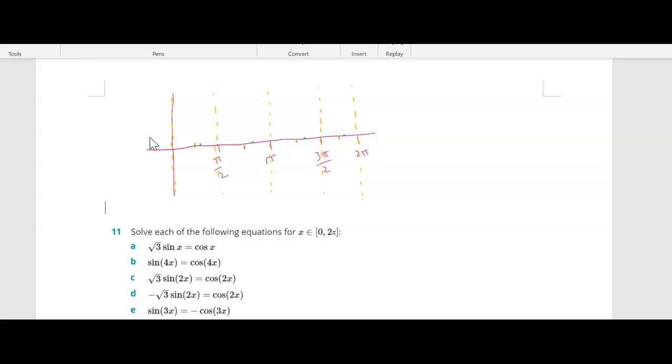Okay, so with your tan graph, remember we go close to the asymptote and then we're going to go up like that, and we'll do the same for this side.